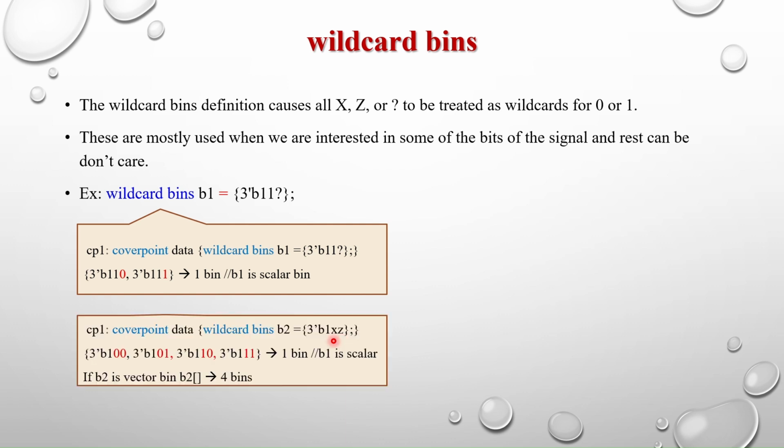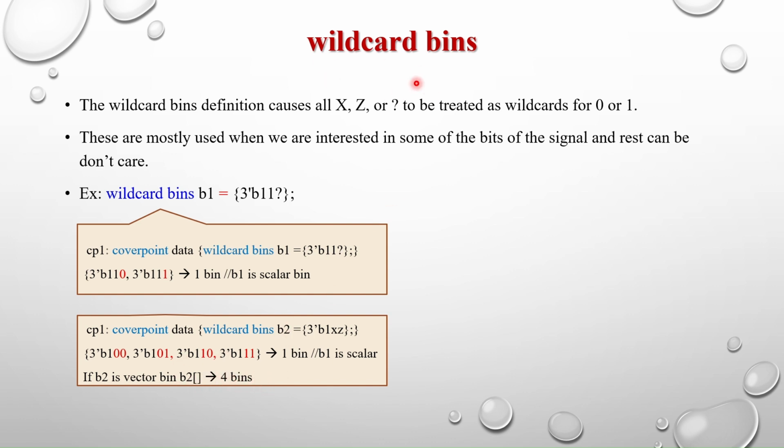So here I have another example. wildcard bins b2 equals 1xz. Here I'm using 2 bits for wildcards, that's why 2 to the power 2 is 4. Total 4 combinations are available: 100, 101, 110, 111. Because x and z are wildcards for 0 or 1, it can be 0 or 1, right? So there are total 4 combinations. Since I'm using the scalar bin, only one bin will be generated. If I use the vector bins, then 4 bins will be generated.